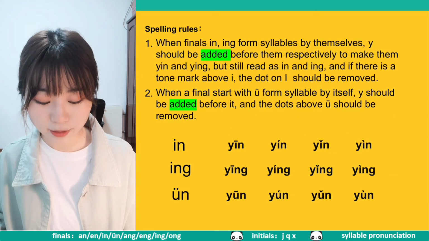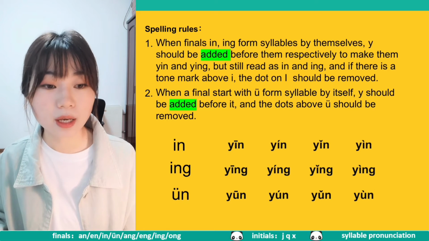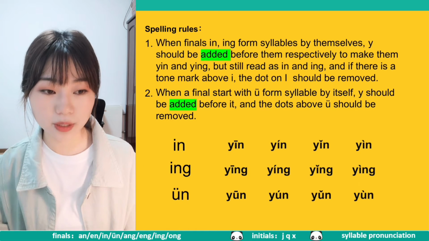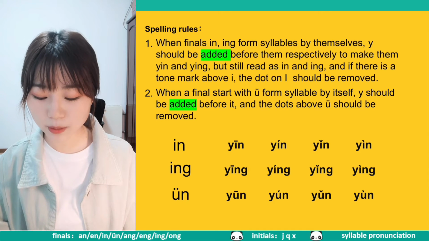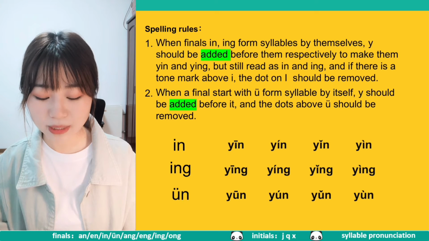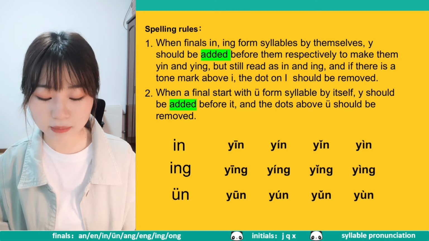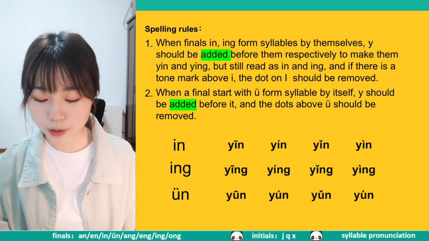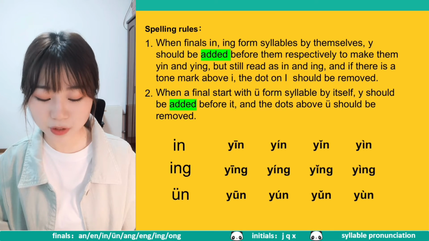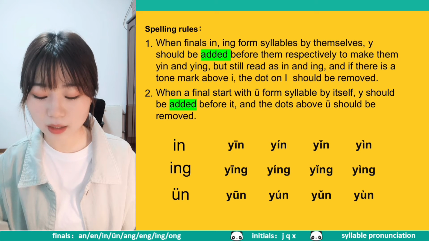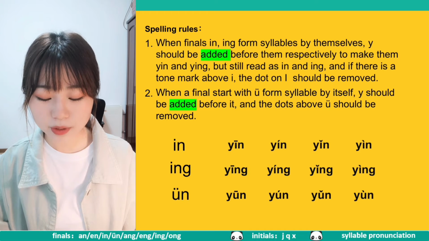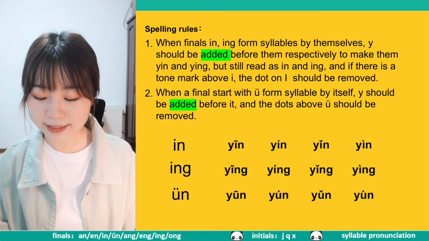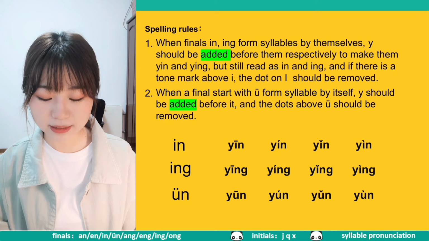And next, for in, ing, yun, when they form syllables by themselves, here are some spelling rules. When finals in and ing form syllables by themselves, y should be added before them respectively to make them yin and ying, but still read as in and ing. And if there is a tone mark above i, the dot on i should be removed. And when the final starts with ü and forms a syllable by itself, y should be added before it, and the dots above ü should be removed.